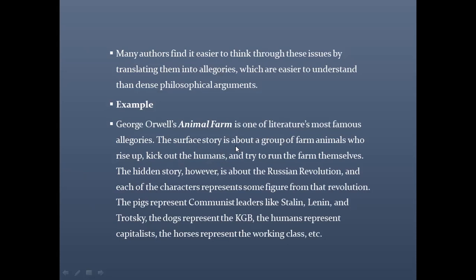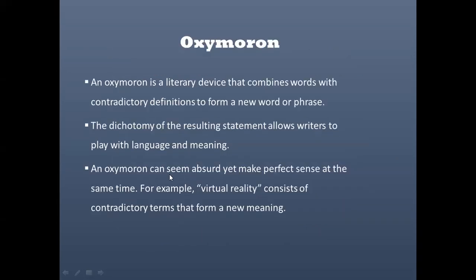The surface story is about a group of farm animals who rise up, kick out the humans, and try to run the farm themselves. So here the hidden story, however, is about the Russian Revolution, and each of the characters represents some figure from the revolution. The pigs represent communist leaders like Stalin, Lenin, and Trotsky, the dogs represent the KGB, and the humans represent capitalists. The horses represent the working class, etc. So many examples are there for allegories like this. And next, let's see about oxymoron.